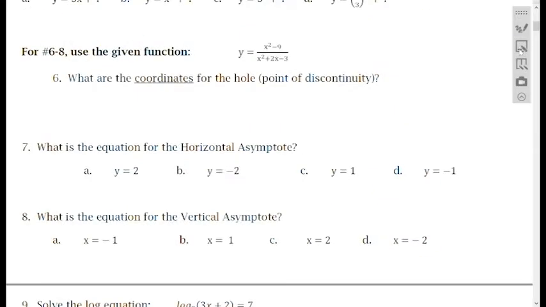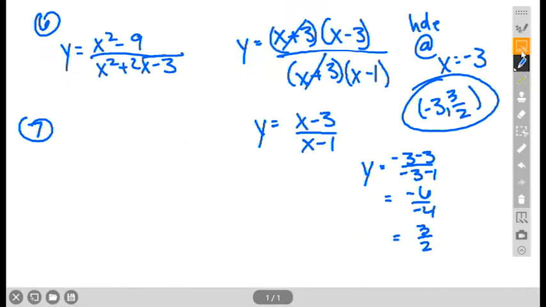Number 7, what is the equation for the horizontal asymptote? So the horizontal asymptote goes left to right. So the horizontal asymptote is going to be the coefficients over each other. It's a over c, I believe, is how we did it. So it's this number over this number, 1 over 1. So it's going to be y is equal to 1. Okay, it's the coefficients on the top and bottom over each other. So in this case, y is equal to 1.